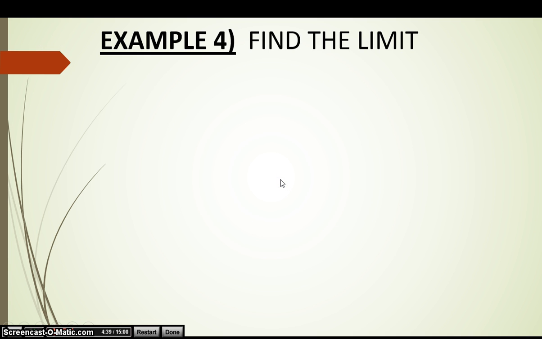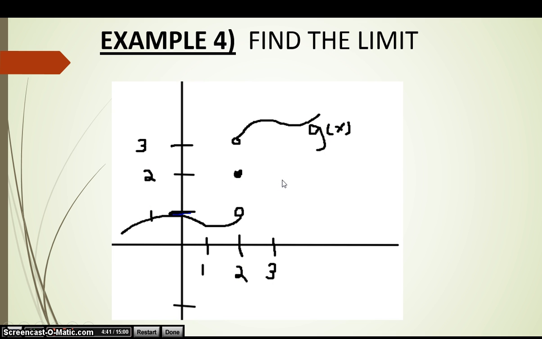Okay? Here's example 4 now. Taking a look at this, find the limit.